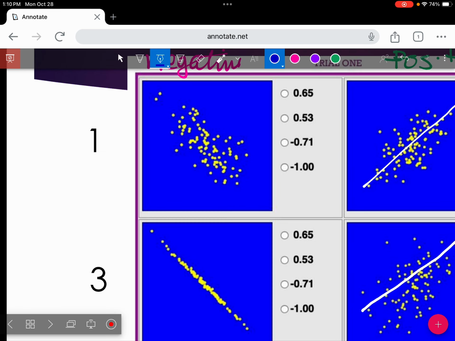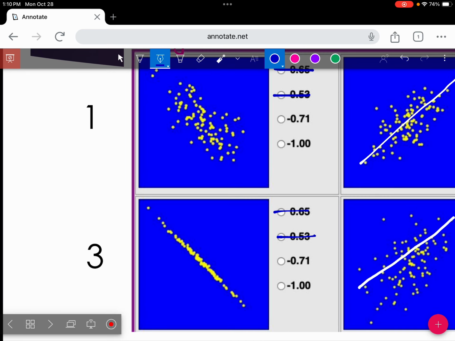So then let's look over at 1 and 3. We've already used those positive values, so we know it's not going to be these guys. What do we think about these two? Which is going to be stronger, the minus 0.7 or the minus 1? Minus 1 is going to be stronger because it's farther from 0. The farther from 0 we are, the stronger it gets. So this is stronger.